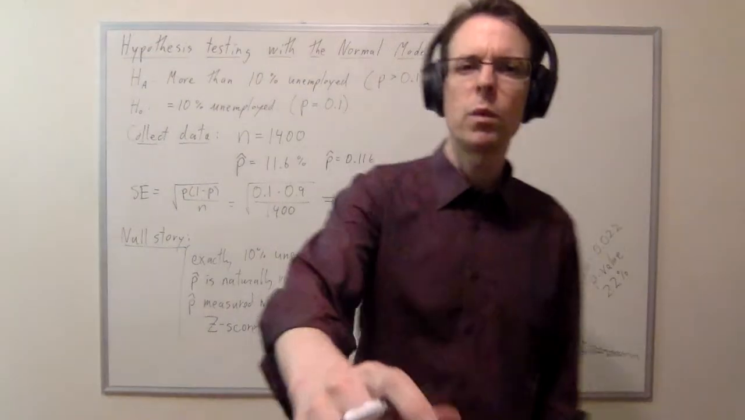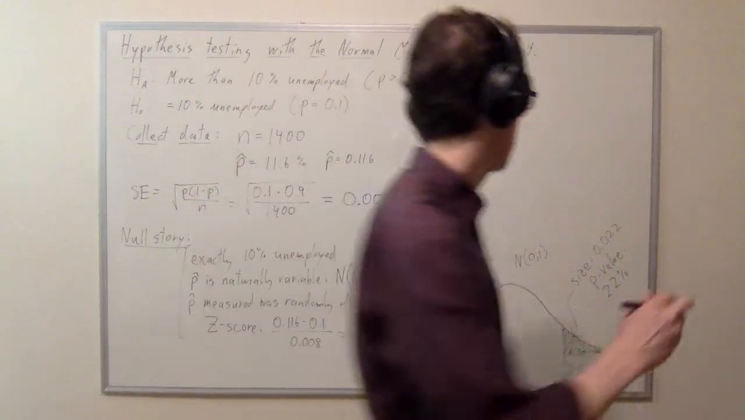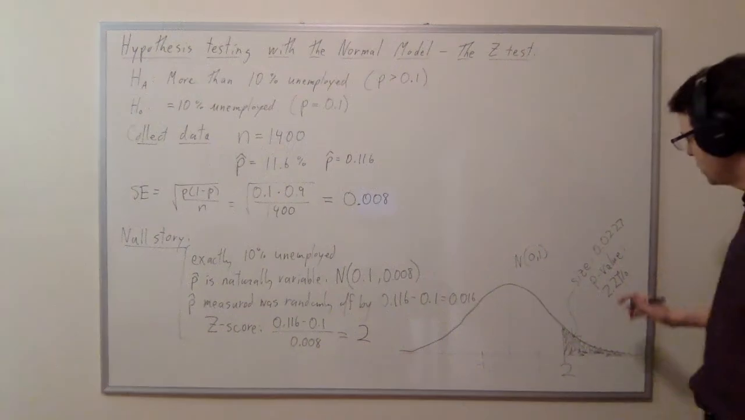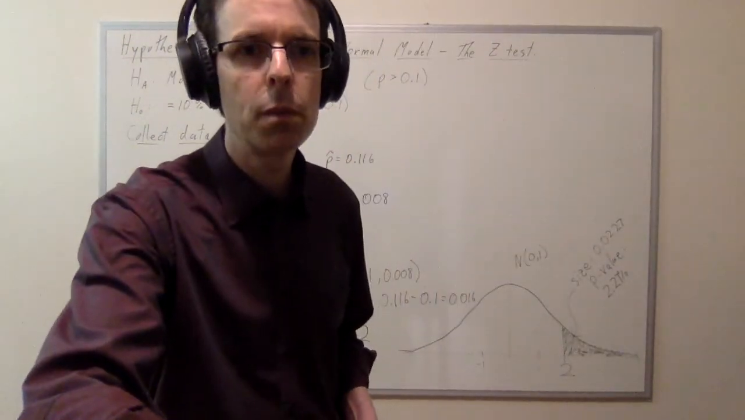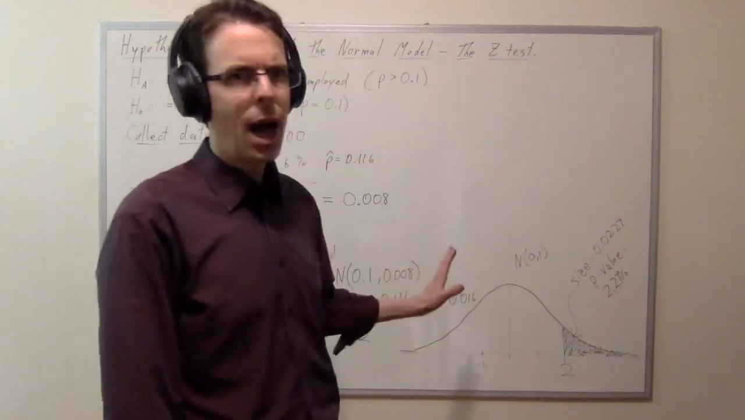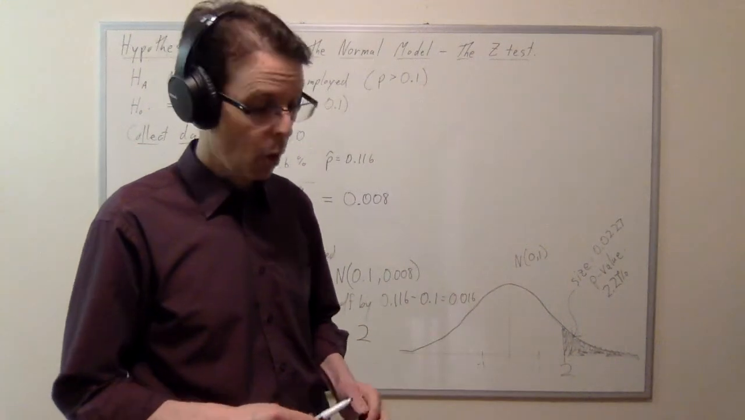Actually, I think I'm rounding that the wrong direction. Let me be careful here. 2.27. So 2.27%. So the p-value is 2.27%. And basically what that means for us is it's really not at all probable that you would get 2 standard deviations away from the mean or more.